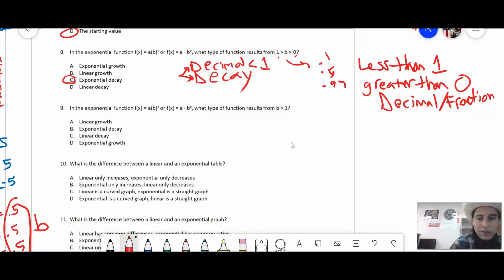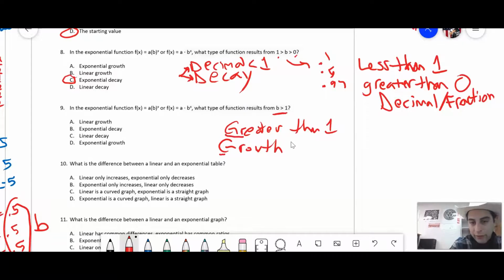Now what if it says b is greater than 1? Greater than 1 is growth. So if the b value is greater than 1, you know you're going to have exponential growth. That should be letter D, and it's going to be very similar to that on your test. So again, decimal but less than 1, decay. Greater than 1, growth.